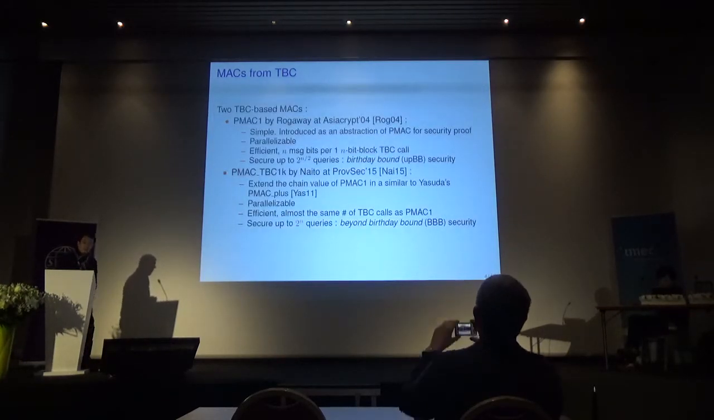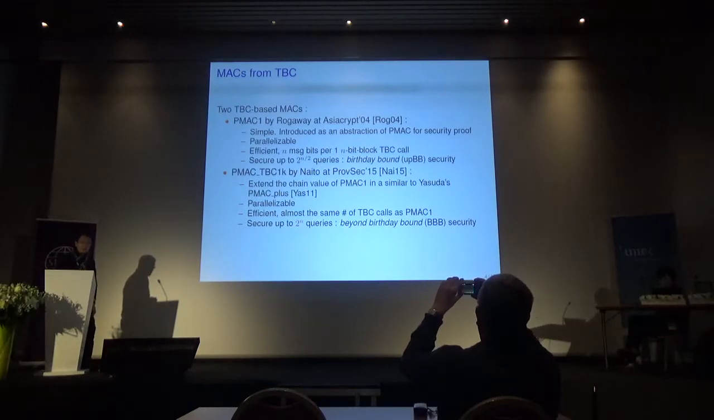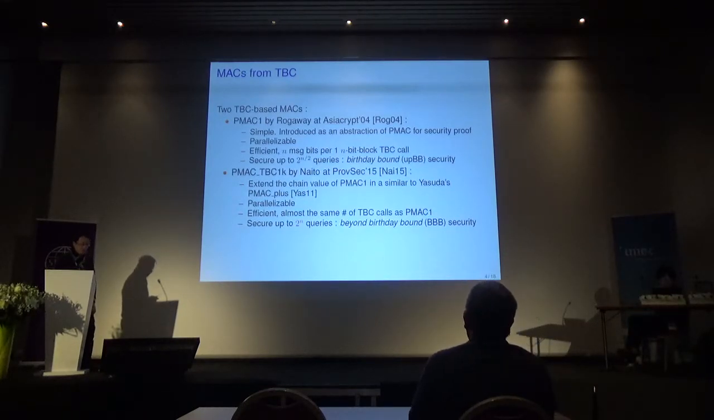And I'd like to describe two TBC-based MAC constructions. The first one is PMAC1, proposed by Naito at Asiacrypt 2004, which is simple, and it was introduced as an abstraction of the PMAC for security proof. It is parallelizable and it is efficient. In the ideal case, it processes an n-bit message per one n-bit block TBC call. And it is secure up to 2 to the half of n queries, which means that birthday bound security is guaranteed.